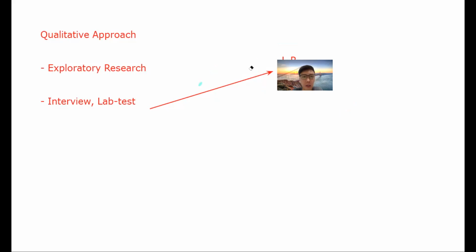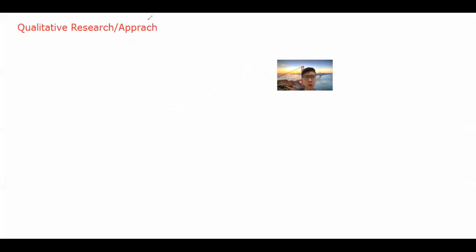Okay, so let's continue. Today we will talk about qualitative research or approach, right? And our discussion is how to do this qualitative research. Last week we talked about the quantitative approach. We talked about the questions and how you set up the questionnaire, right? So today we will talk about how you are going to look into the qualitative research approach.